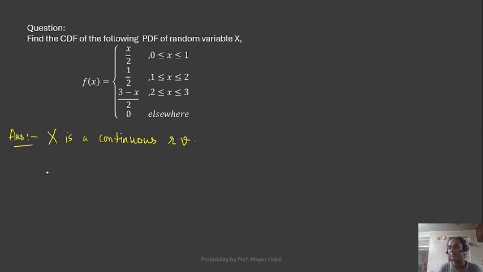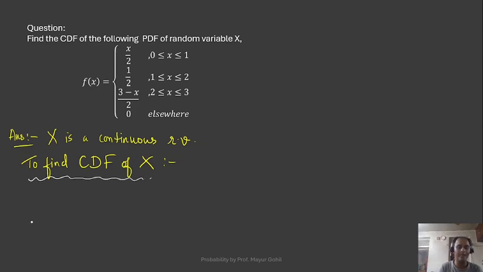find, we need to use a formula relating capital F with the small f. So let us see how to find this. So to find the CDF of x, that is our journey that we will be beginning.